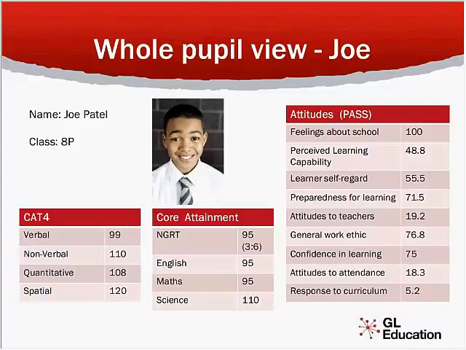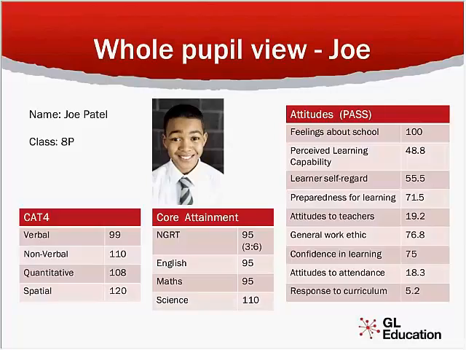And again, in science, 10 standardised age score points, 110 versus 120 ability. This is something that indicates that Joe may be coasting or he may be struggling with something and needs some more specific targeted interventions. So looking over at the PASS scores for Joe, again, feelings about school, very positive.